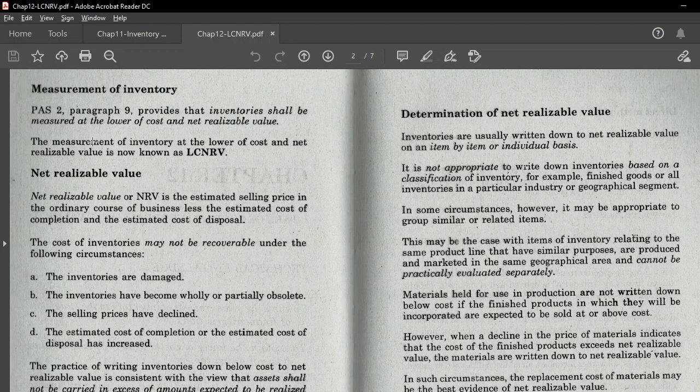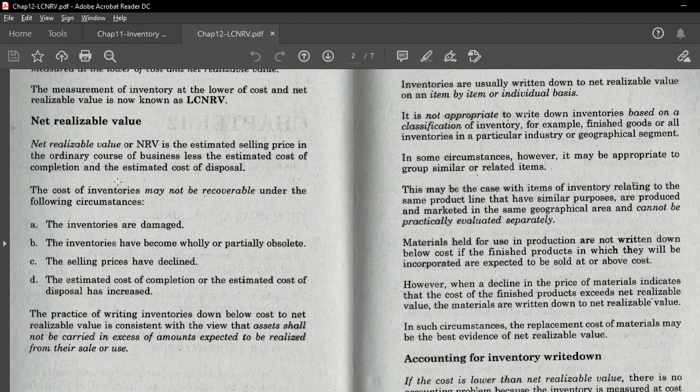Ma'am, bakit hindi higher? Bakit kailangan lower ang piliin? Di ba mas favorable man, ma'am, kung ang higher? Again, prudence, conservatism, sabi niya, do not overstate your assets. So, para safe, piliin mo yung mas mababang amount or lower amount. So, what is net realizable value? It is the estimated selling price.